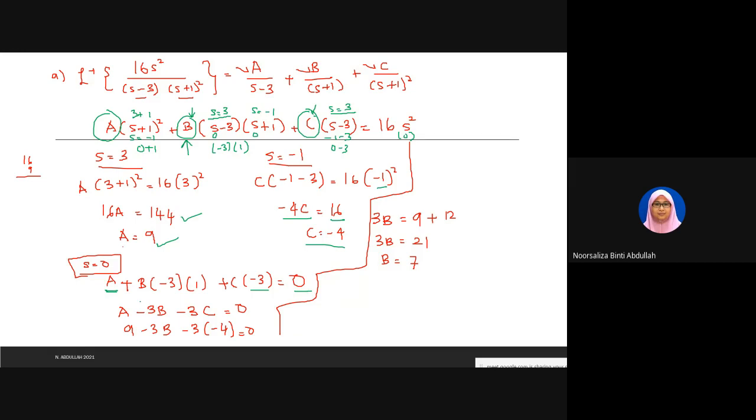Up to this one, do you understand? Okay. So when we have reached here, then you rearrange. A minus 3B minus 3C equals to 0. Then you can substitute, earlier we already got the value of A and the value of C. And then you replace A with 9 and C with minus 4. So this one is A, this one is C. Then you can get B.